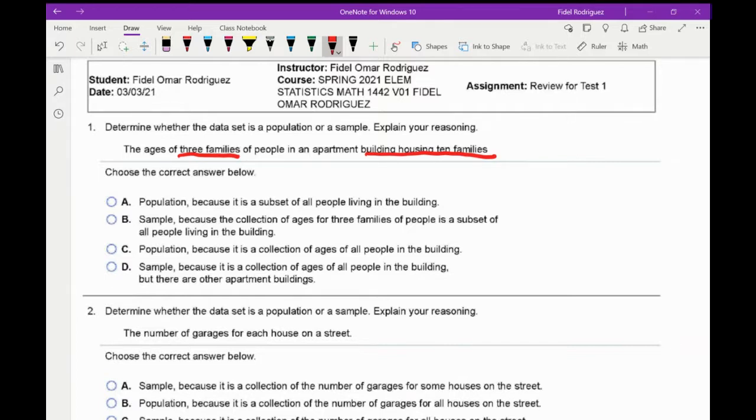So now we have to figure out, okay, there's 2 choices that have sample, right? I can either choose choice B or I can choose choice C. I just got to figure out which is the right one. So B says a sample because a collection of ages for 3 families of people is a subset of all the people living in the building. And then D says a sample because it's a collection of ages of all the people, but it's not all the people in the building, right? It's only 3 of those families. So my answer here would be B.